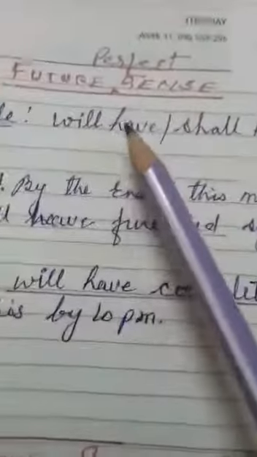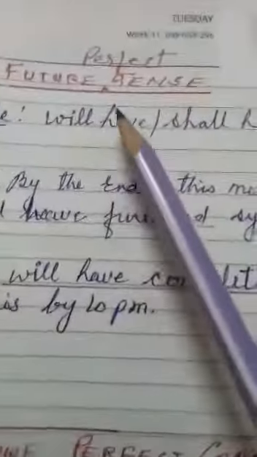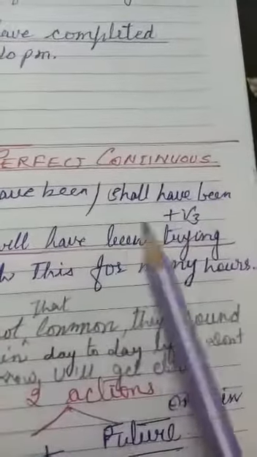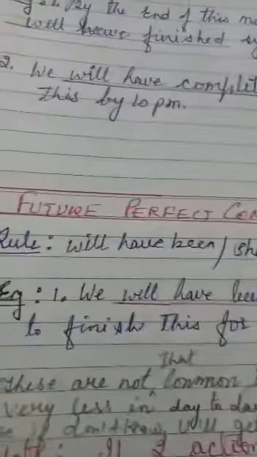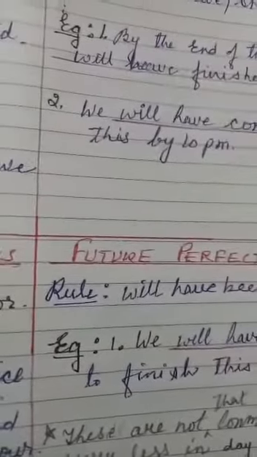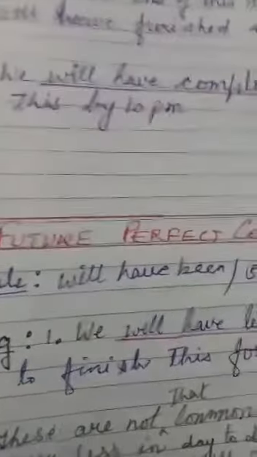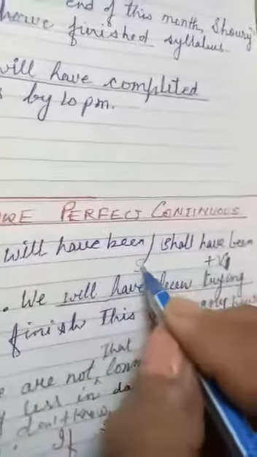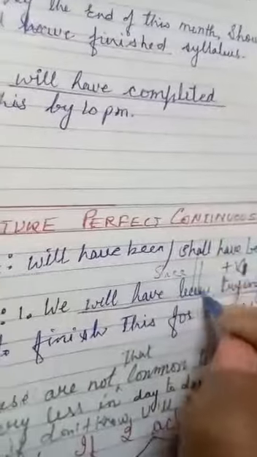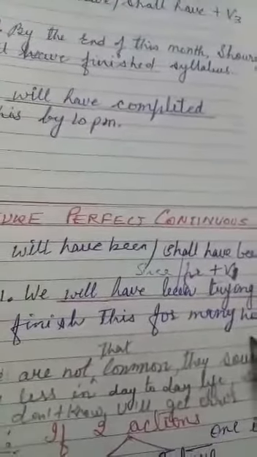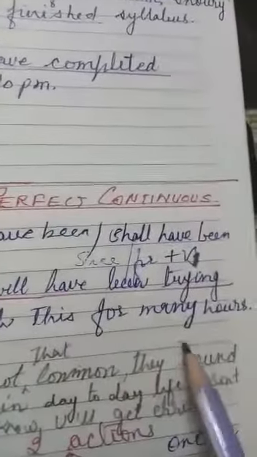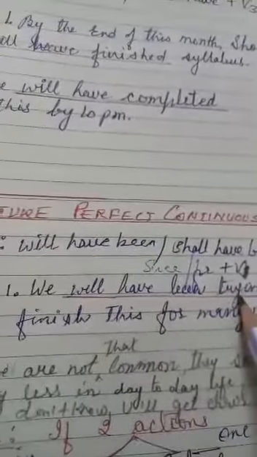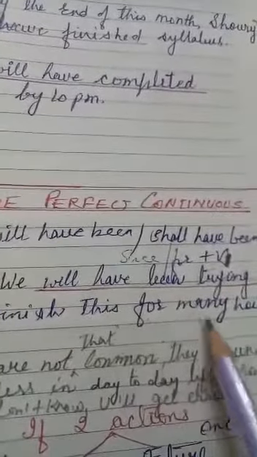But in the future, now see the future perfect continuous, where the rules are will have been, shall have been plus third form of the verb. No, I'm so sorry children, plus verb first form with since and for. With since and for. Okay, since and for. Yeah, we will have been trying to finish this work for many hours.